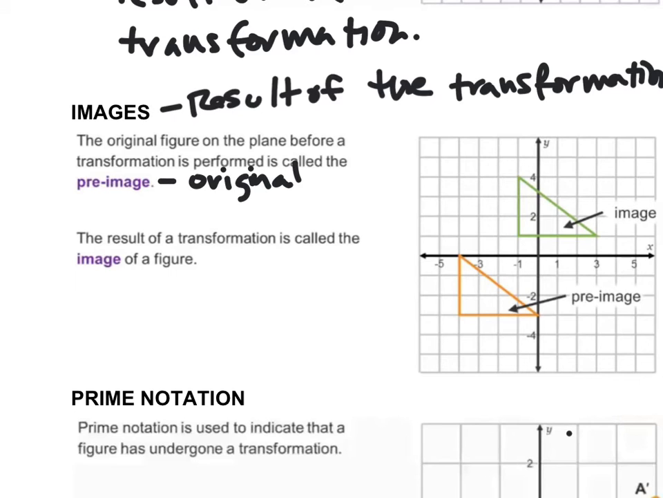Okay, so the original figure on the plane before the transformation is performed is called the pre-image, and that's the original. I often will call that the OG. And then the result of the transformation is called the image of the figure. Okay, so that's the idea. All right, so here's what we got.